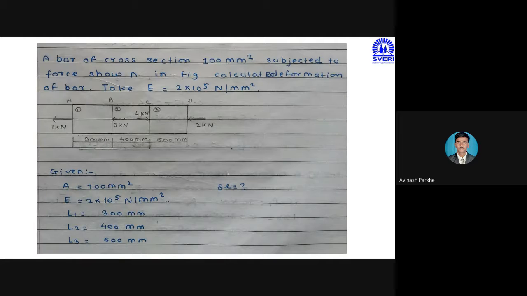Okay, now this is the problem in front of you. I will read the problem and then you start solving. A bar of cross-section 100 mm square is subjected to the forces shown in the figure. Calculate the total deformation of the bar. Take E is equal to 2 into 10 raised to 5. So whatever the bar is in front of you, it is represented.